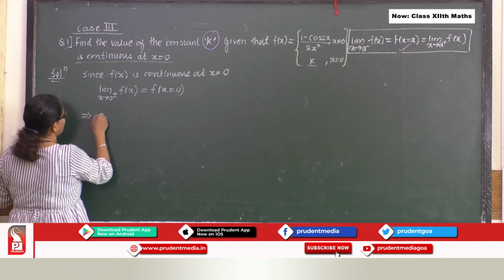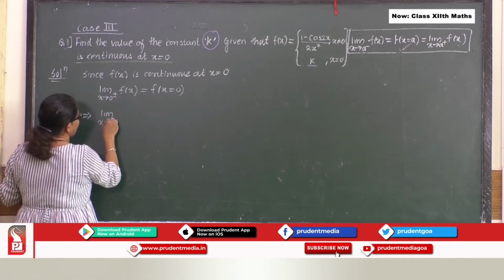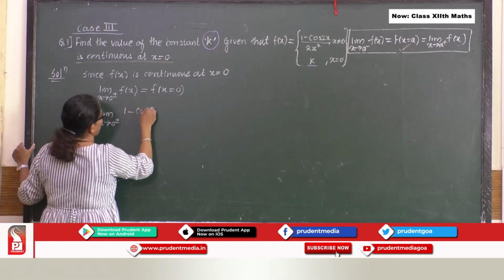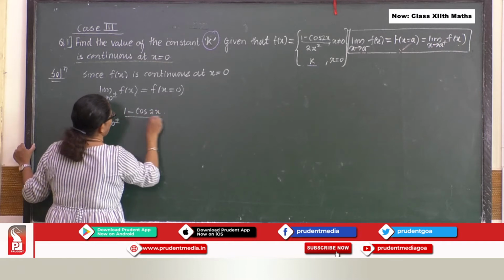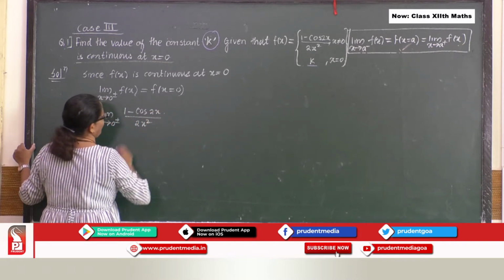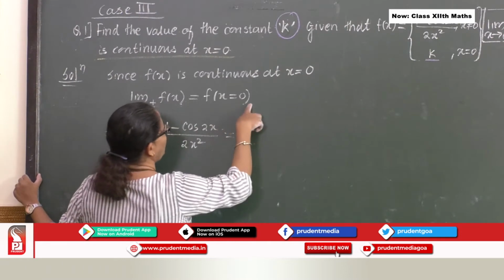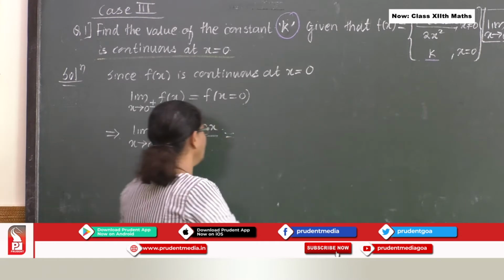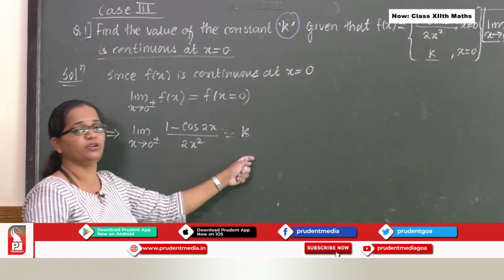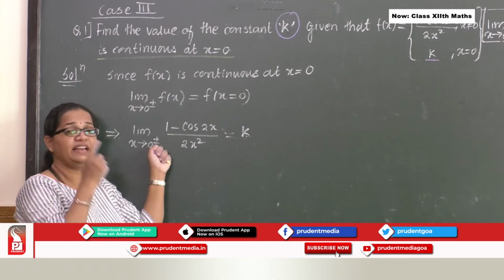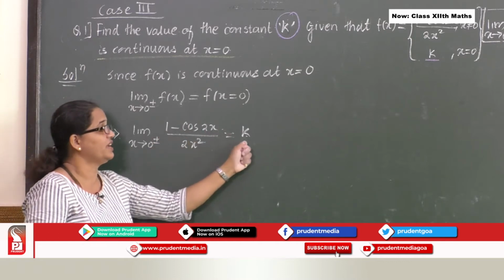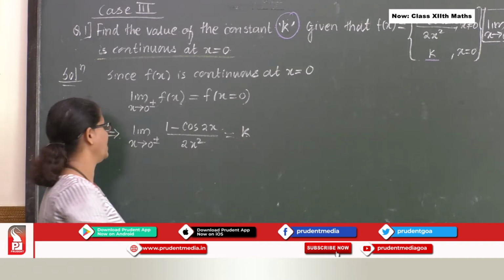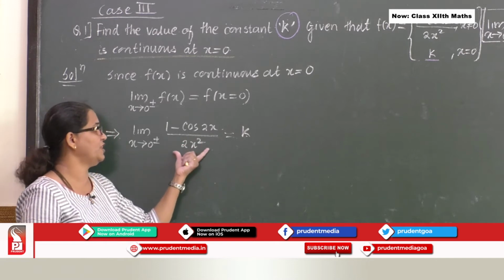So here limit x tends to 0 plus or minus, what is the function? It is (1 minus cos 2x) upon 2x square, which is equal to f of 0, that is k, which is mentioned here. So I am saying it is equal to k. Now I will solve my left hand side to get my right hand side, that is the value of k. Okay, so let's proceed further with the first observation.